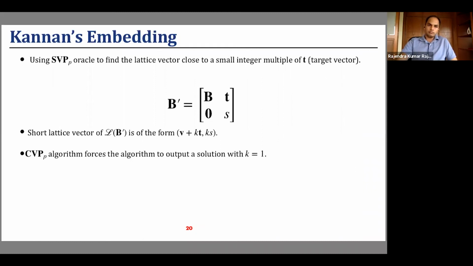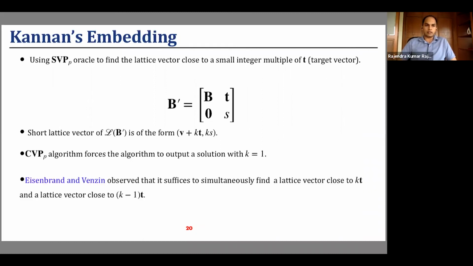Recently, Eisenbrand and Venzin observed that it suffices to simultaneously find two lattice vectors, one close to K times T, and the other close to K minus 1 times T. If we have these two vectors and subtract them, we get a vector which is close to the target vector T. This is the idea we are going to use in the reduction.